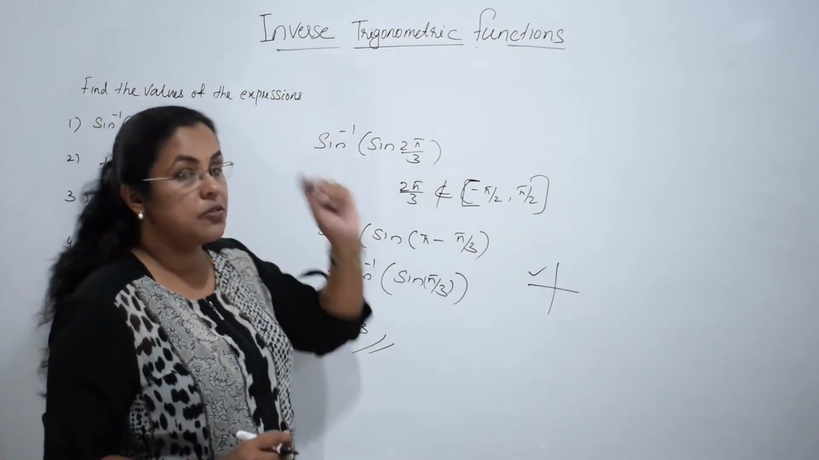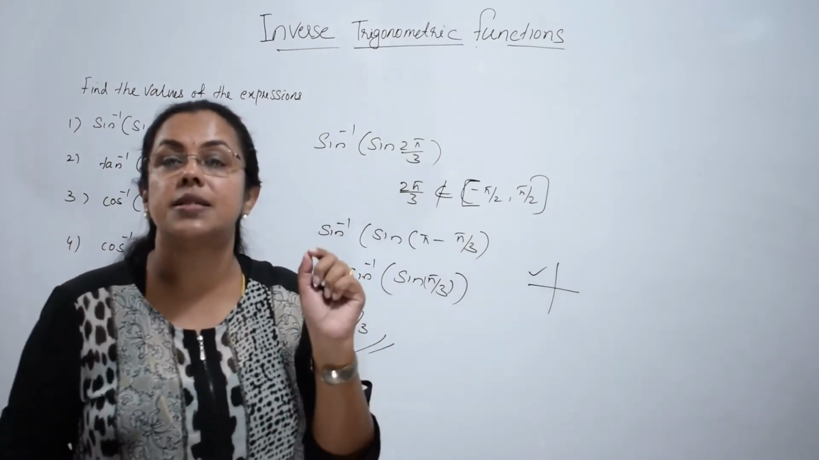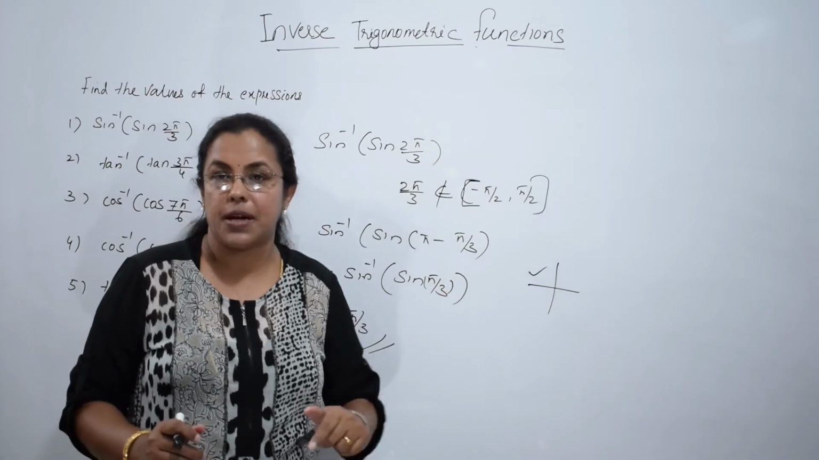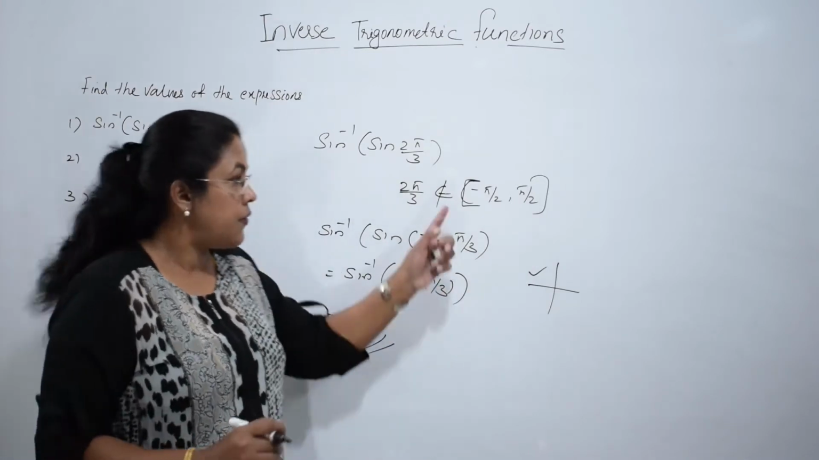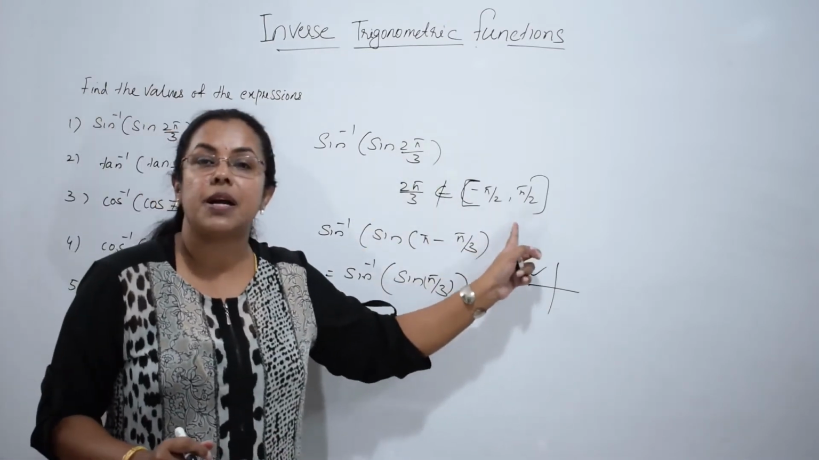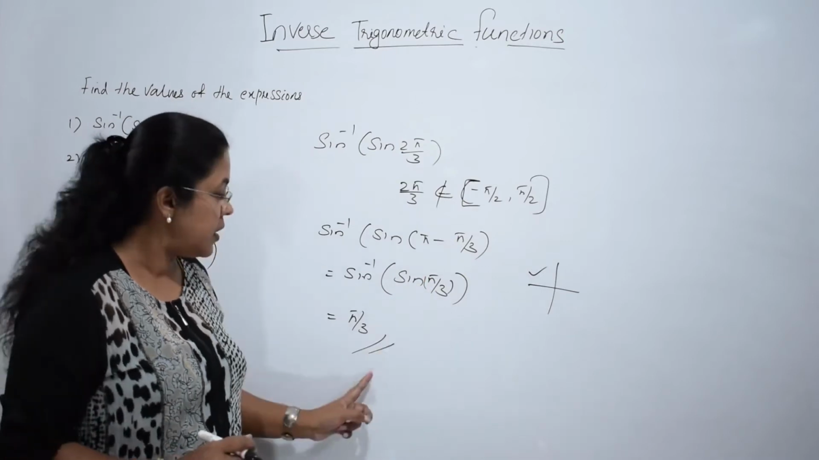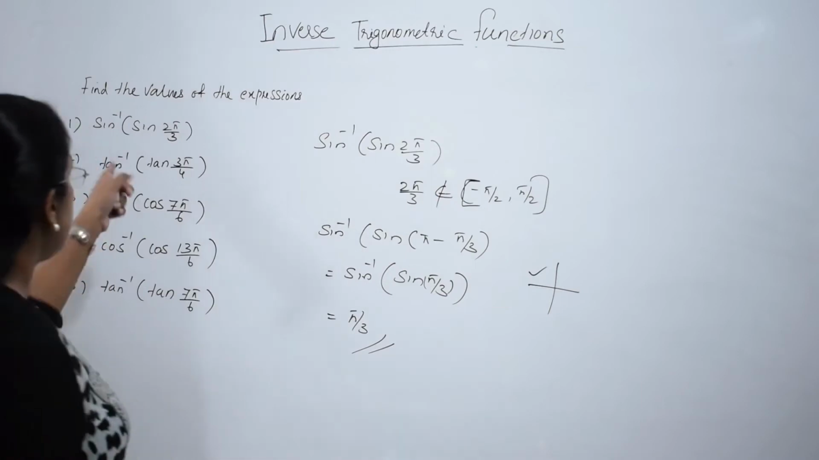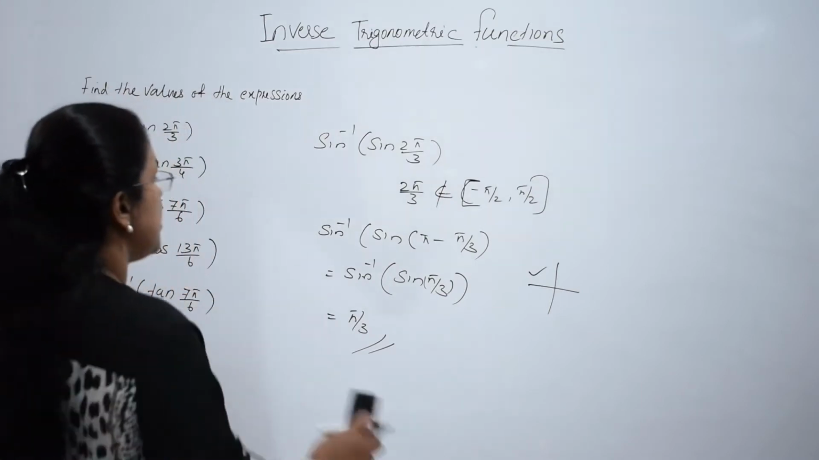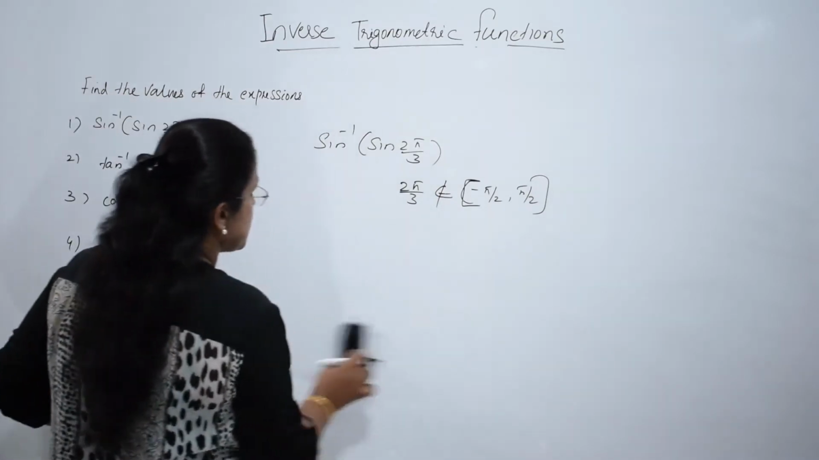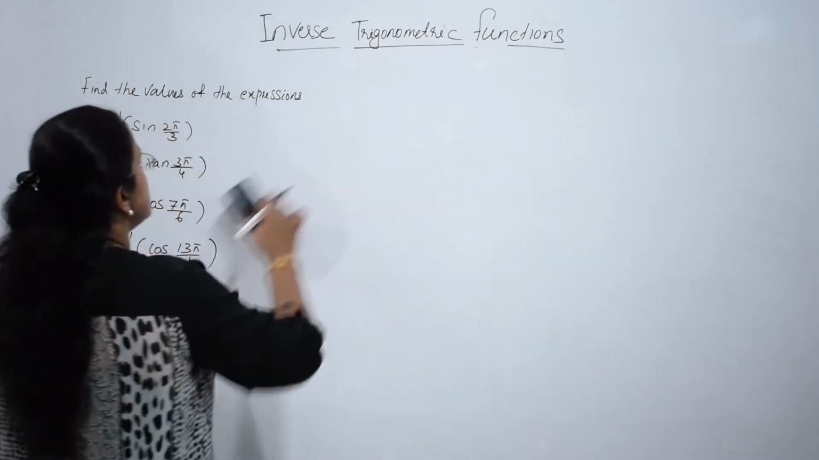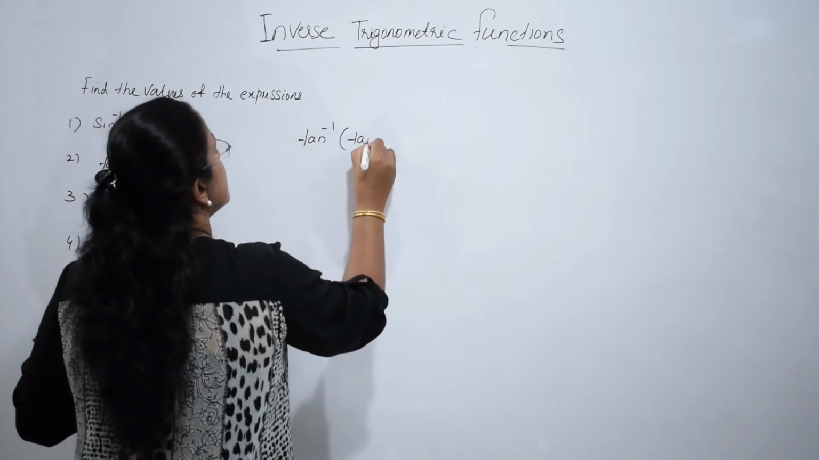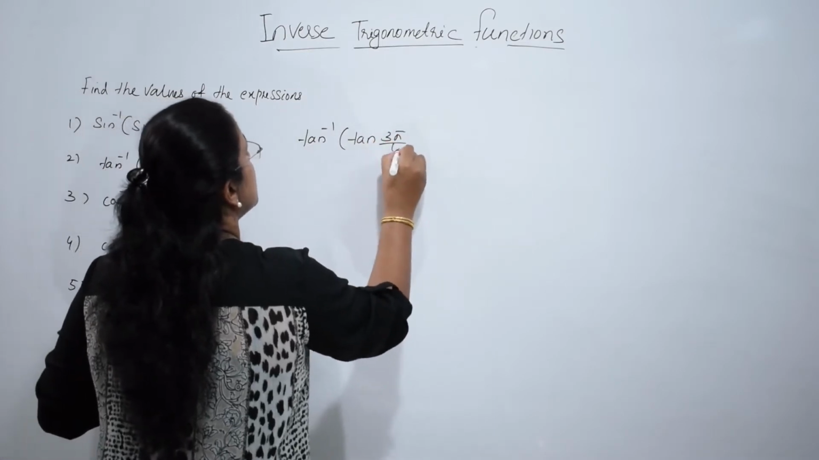First of all, we can write sine inverse sine theta as theta only when theta is a member of the principal branch. If it is not an element of the principal branch, convert it. Then write the angle. Now, next question, tan inverse tan 3 pi by 4.